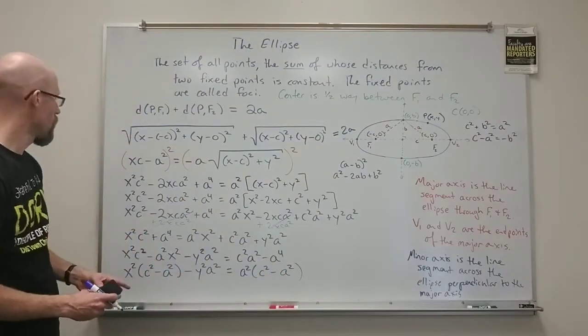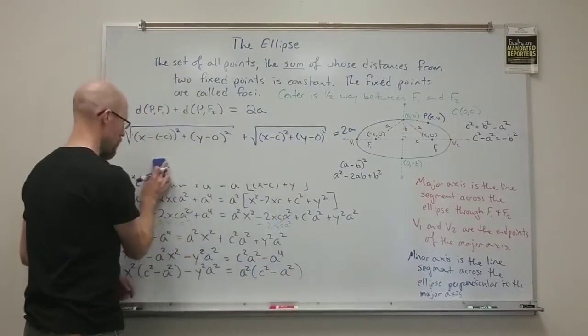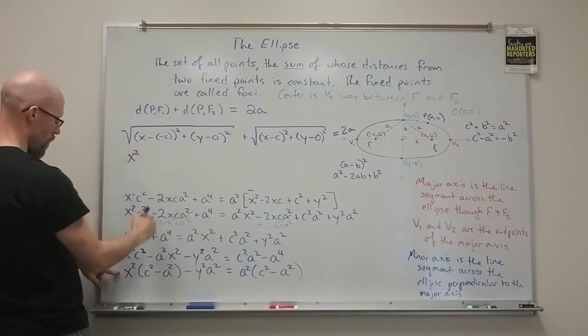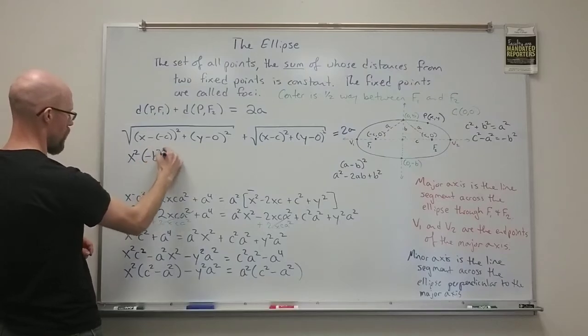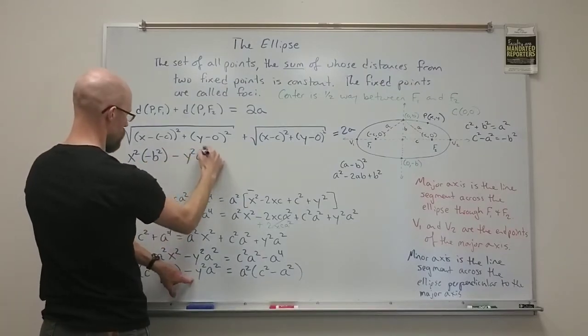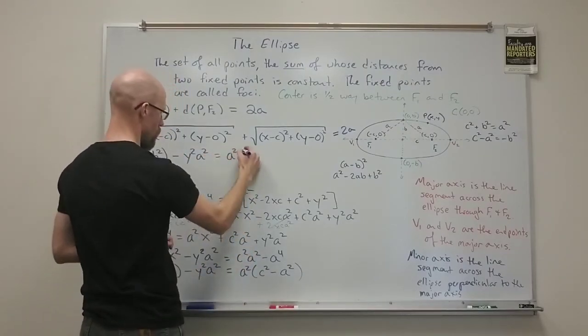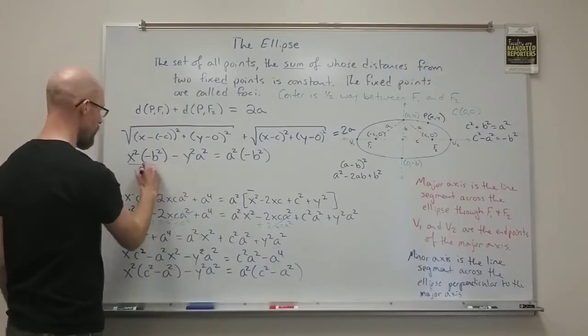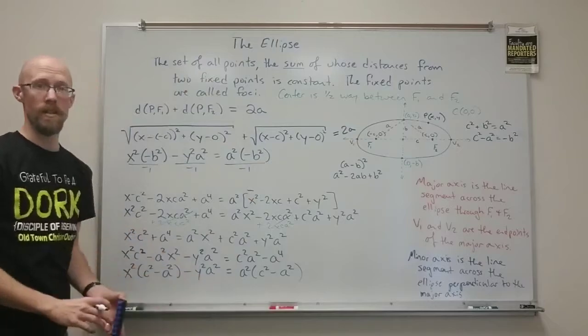And so let's get rid of some of this. Right? And so I get x squared, and I'm going to replace c squared minus a squared with negative b squared. Right, here's a minus y squared a squared equals, this is a squared times, again, negative b squared right there. Well, I've got a negative on all three terms, so let's just divide out the negative 1. It's coming together very nicely now.